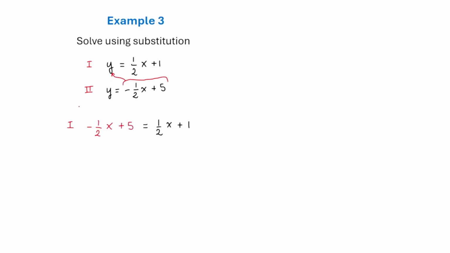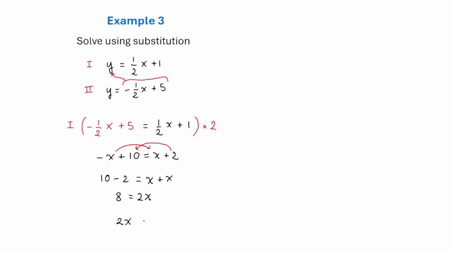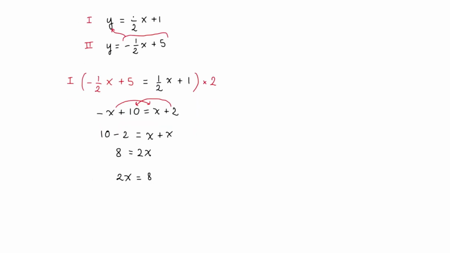To remove the fractions, multiply the whole equation by 2. This gives minus x plus 10 is equal to x plus 2. Move the x terms to one side and the constants to the other. 10 minus 2 is equal to x plus x. So 8 is equal to 2x. Rewrite it as 2x is equal to 8. Divide by 2. X is equal to 4.